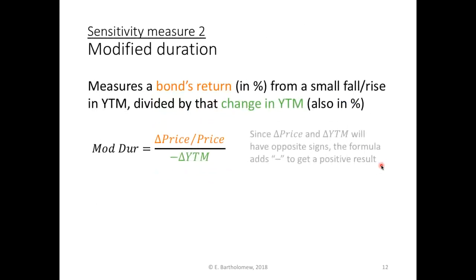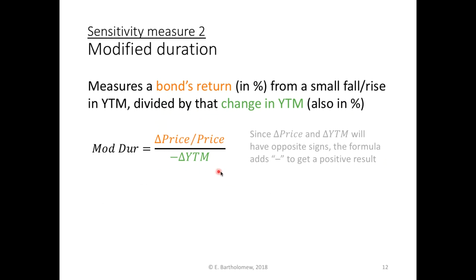Okay. So let's move on now to the second sensitivity measure. Remember that was modified duration, and here we're looking at return. So this reminds you of the definition. It's a measure of the bond's return in percent from a small fall or rise in yield to maturity divided by the change in yield to maturity.